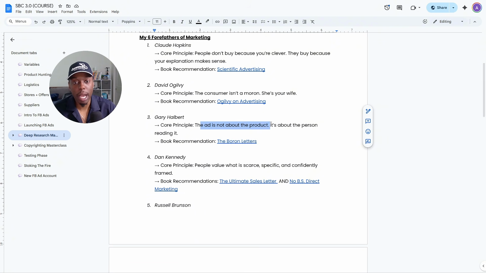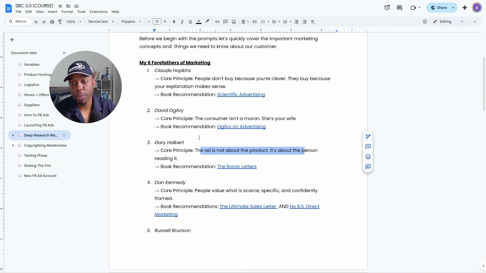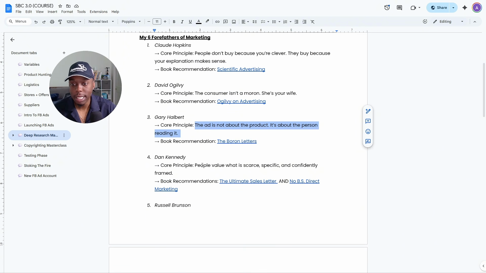The ad is not about the product, it's about the person reading it. So talking and touching on deep pain points that align, and also speaking to people in their tribal language. Dan Kennedy, I absolutely love Dan. He's the greatest, in my opinion, when it comes to copywriting and marketing. People value what is scarce, specific, and confidently framed.